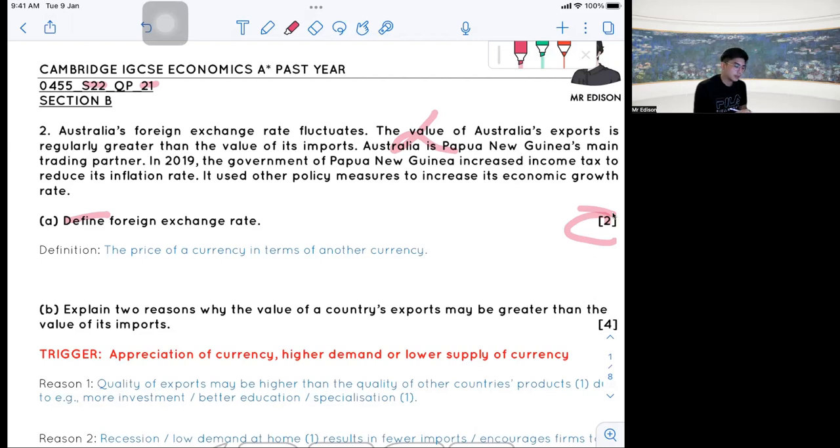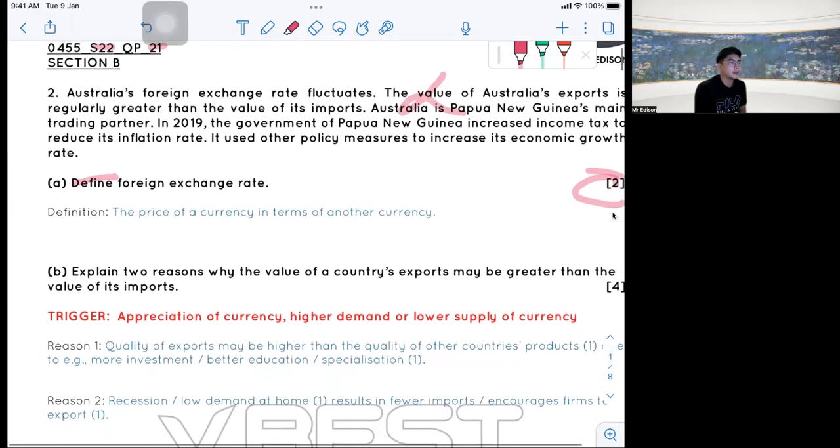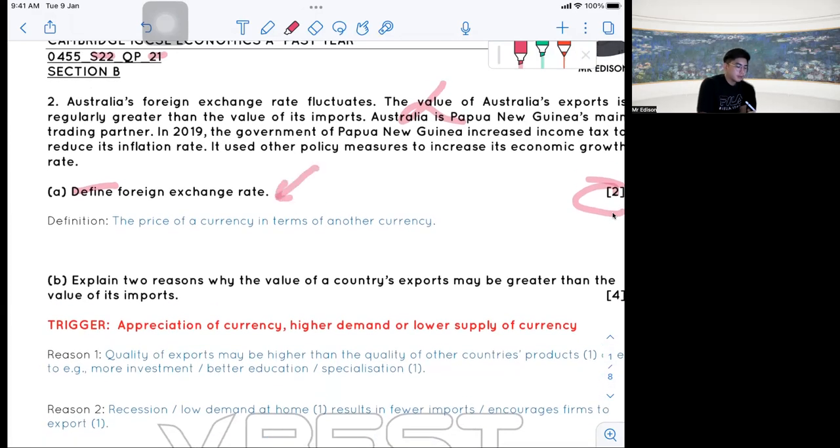Alright, so this one is the price of currency in terms of another currency. This is the definition of it. And oh yeah, by the way, if you really want to practice to become better at answering the A question, you can just keep on spamming. Or make a flashcard when you do past year papers. Nowadays there are a lot of apps that can do flashcards. Now you can just do it like that.